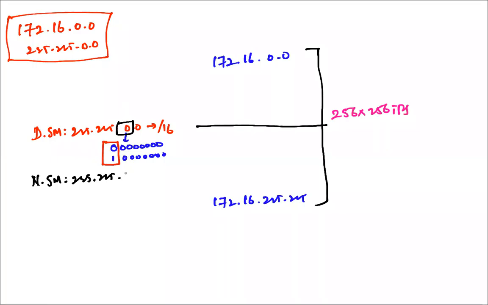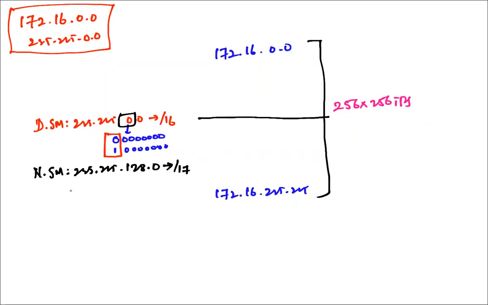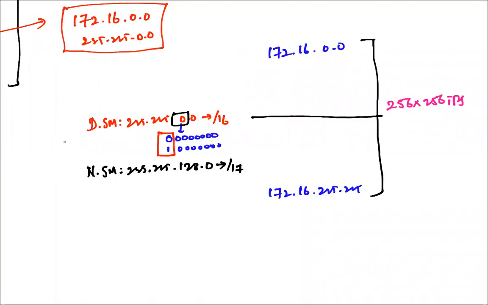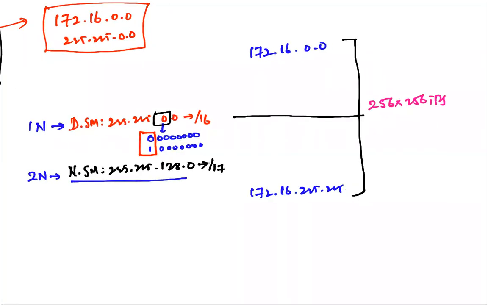So what will be the new mask? 255.255.128.0. Got it? So 128.0. Now what will be the slash for this case? Slash 17. You got it? Now what is the new mask? The new mask is 255.255.128.0. Now how many networks are you going to have, guys? With the default mask, you will have one network. When you subnet, when you change one bit, you're going to get 2 networks. So for 2 networks, this is the new subnet mask, and in slash notation, slash 17.